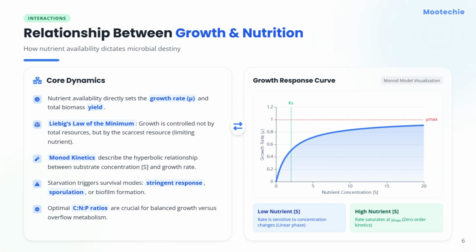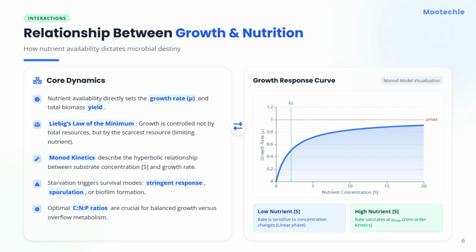Let's examine the interactions between growth and nutrition. Nutrient availability directly dictates microbial destiny. It sets the growth rate and the total biomass a culture can produce. A principle called Liebig's law of the minimum tells us that growth is limited not by the total resources available, but by the scarcest resource, known as the limiting nutrient.